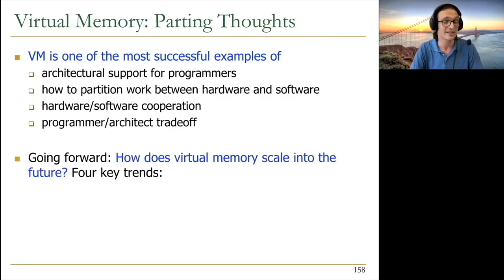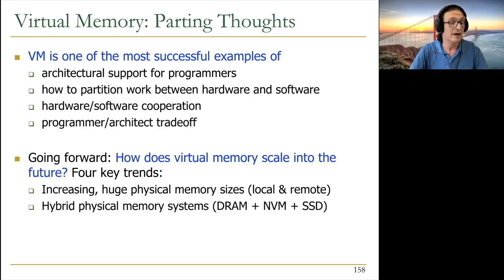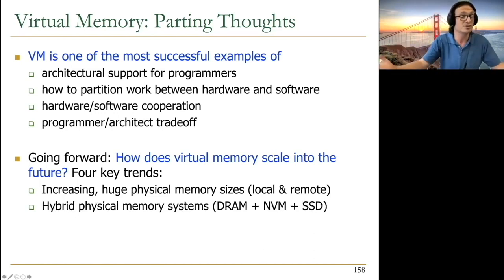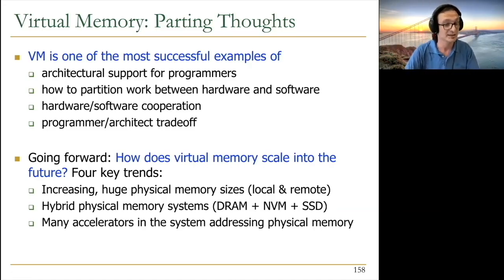But going forward, how does it scale into the future? It's not doing very well, in my opinion. And there are a lot of papers that are written on it. I'm going to show you some pictures of it also. Basically, we have increasingly huge physical memory sizes, both local and remote. And 256 terabytes are starting to sound small for our memory sizes, because data is huge. We have hybrid physical memory systems, DRAM, NVM, SSDs, and we want to increasingly manage everything using a single memory abstraction.